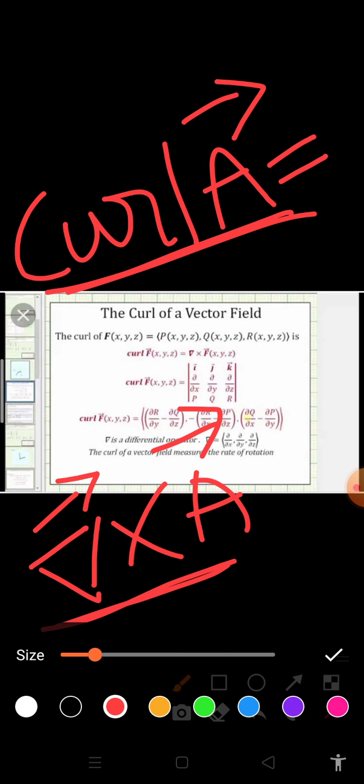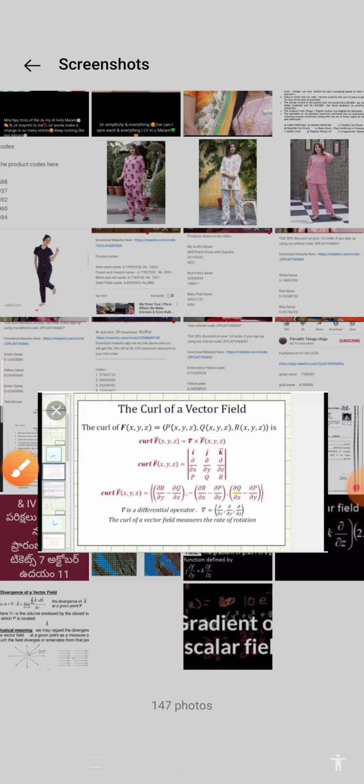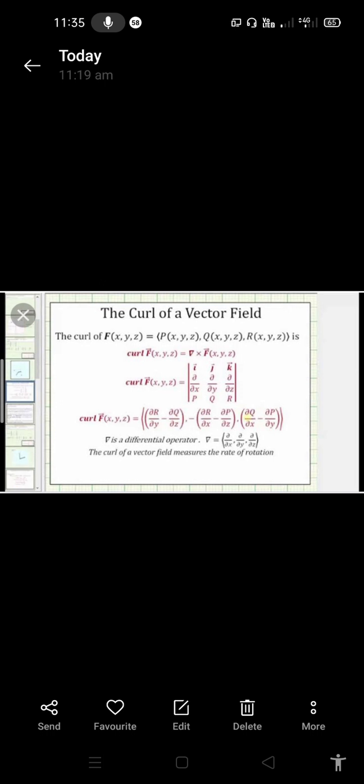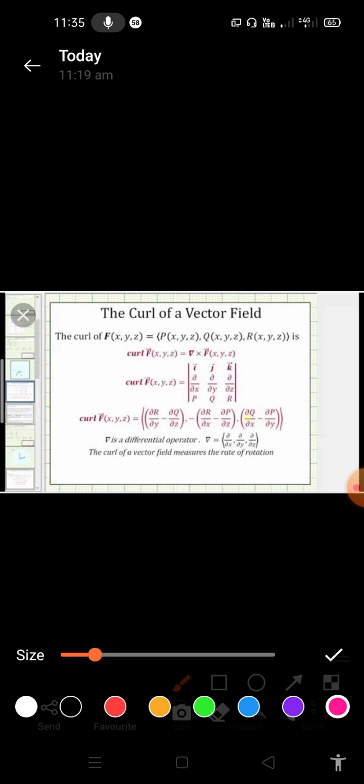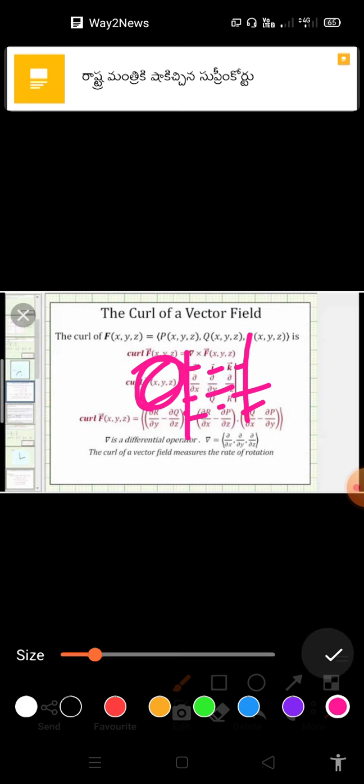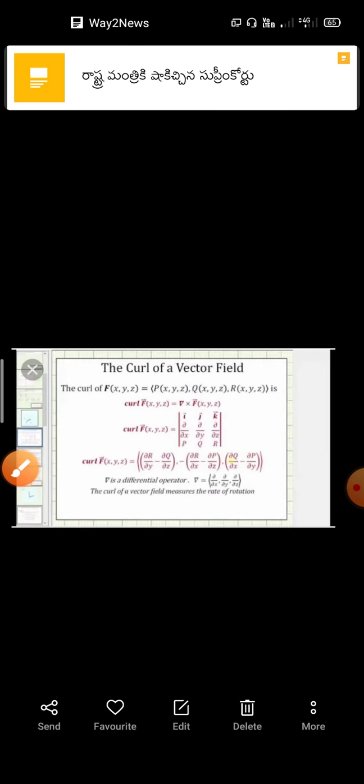So in this image, you can see curl F is equal to the determinant of, how to find out, curl F means del cross F. The value of del cross F has a formula: the determinant of i, j, k, then ∂/∂x, ∂/∂y, ∂/∂z, and this is the curl F bar. F bar means Fx i plus Fy j plus Fz k, or A bar is Ax i plus Ay j plus Az k. This is Ax, Ay, Az. Like this you have to find out the curl of a vector field.